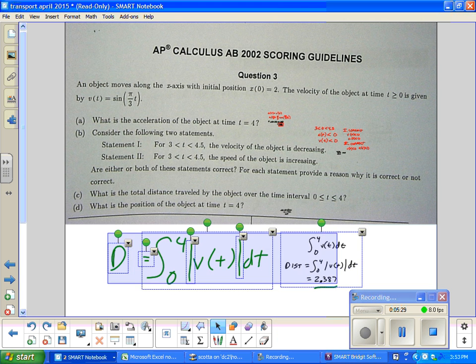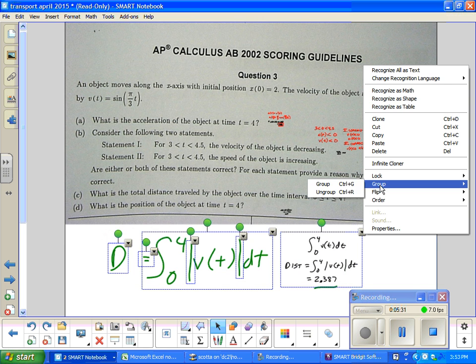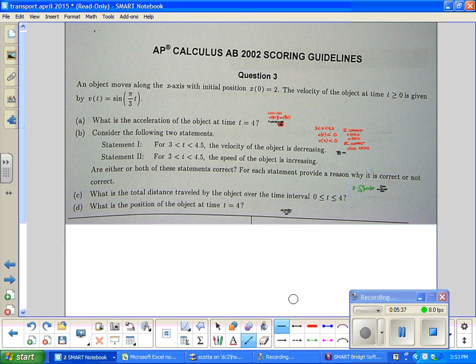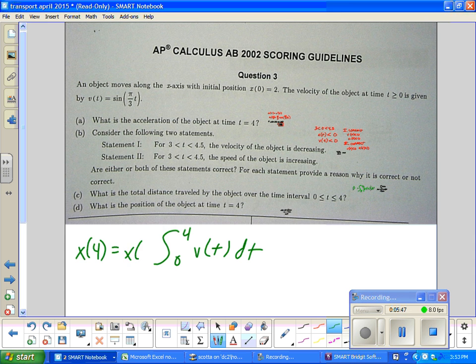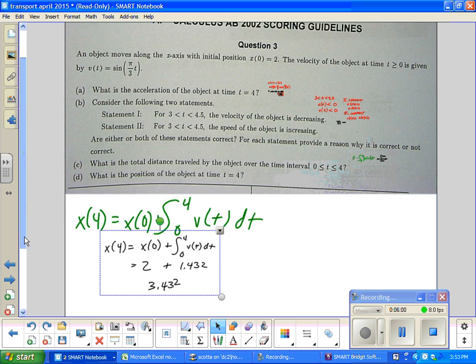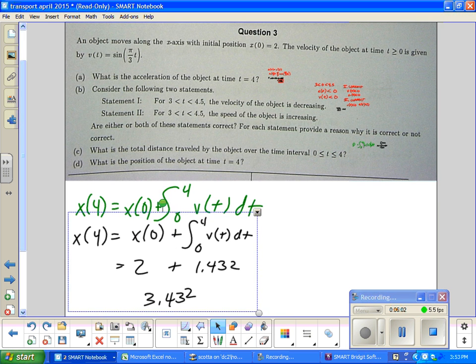Last one. What is the position? Okay, now, again, this gets missed a lot because students don't do the whole problem. They see position and they just go 0 to 4, v of t dt. That's the change in position. We have to use the fundamental theorem of calculus and know that we have to give it an initial condition. All right, and again, I can just type this in my calculator, and there it is. Oh, look at that. I have the equation right there in black. And this condition was 2, so the answer is 3.432.